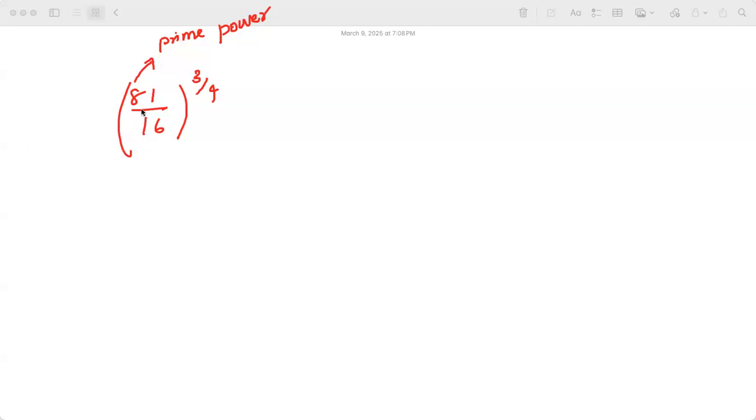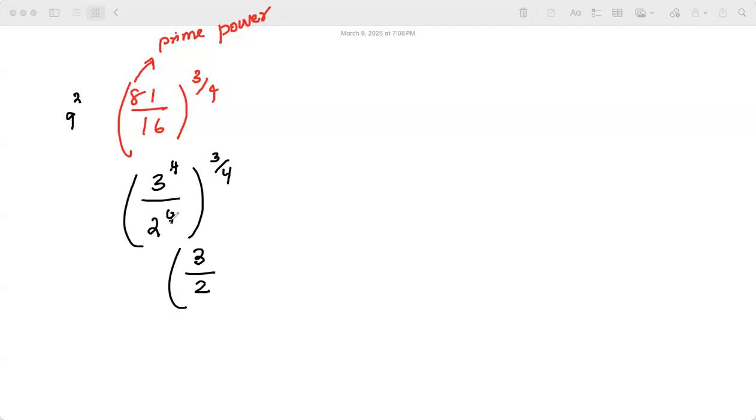So here when you look at it, I can write this as 9 power of 2 or I can write it out as 3 power of 4. I prefer 3 power of 4. Now, this one can be written as 2 power of 4, whole power of 3 by 4. So now 3 by 2, the 4 is common, right? Meaning it's the same in both numerator and denominator. Good. So here, this and this gets cancelled. It becomes 3 by 2 power of 3. So that becomes 9 by 8.